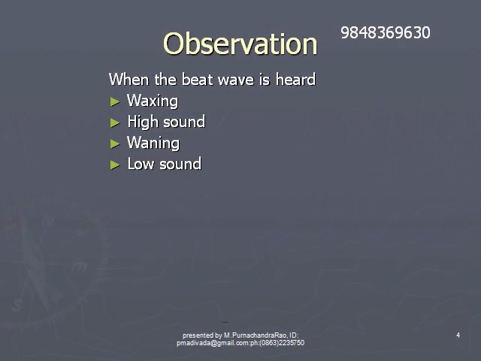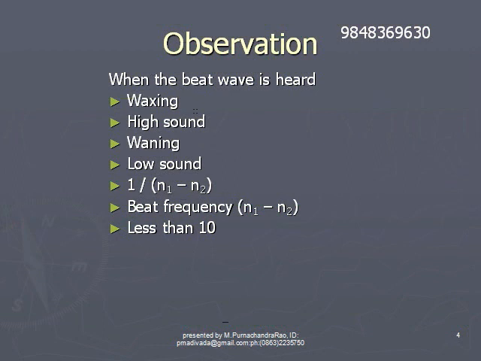If N1 and N2 are the frequencies of the individual waves that superimpose to produce the beat wave, then the period is given by 1 by (N1 minus N2). This is the period with which waxing or waning is produced. The beat frequency, that is the number of beat waves produced, is N1 minus N2.